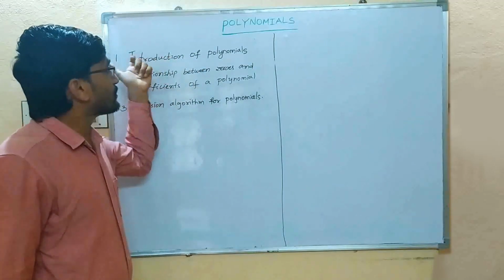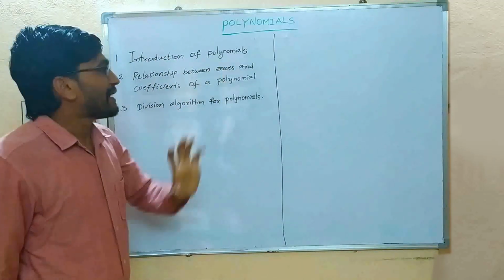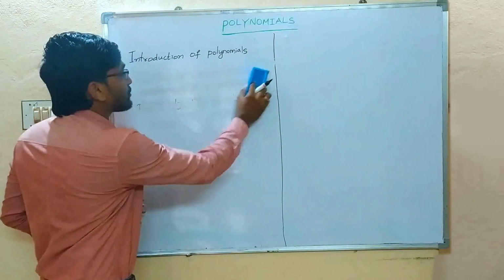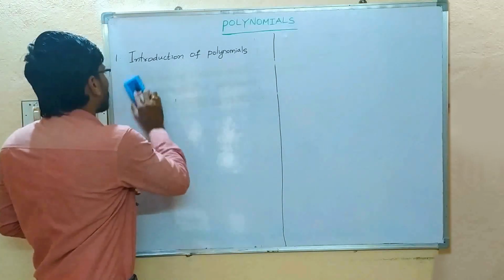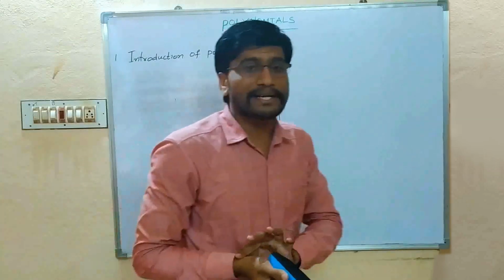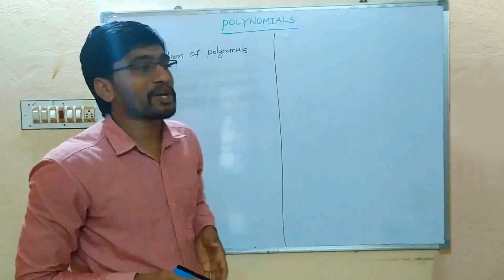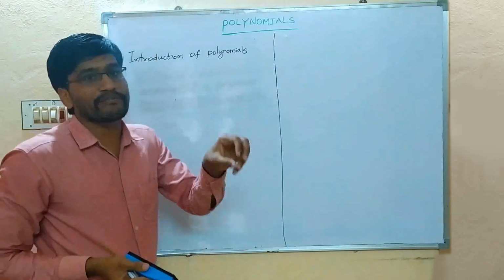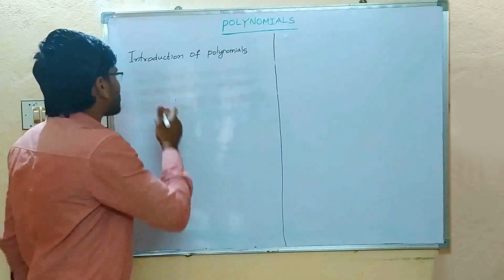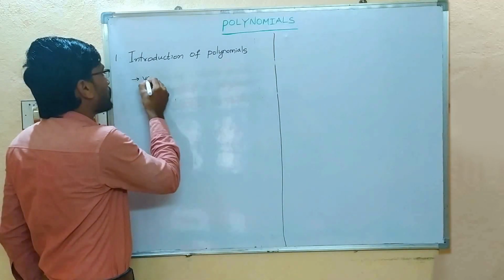Before going to learn the definition of a polynomial, let us know some basic concepts which are related to this polynomial. So that are nothing but first one is what is a variable, what is a constant, what is a term, and what is an algebraic expression. After these four we can go for a definition of polynomial. So first let us know what is a variable.